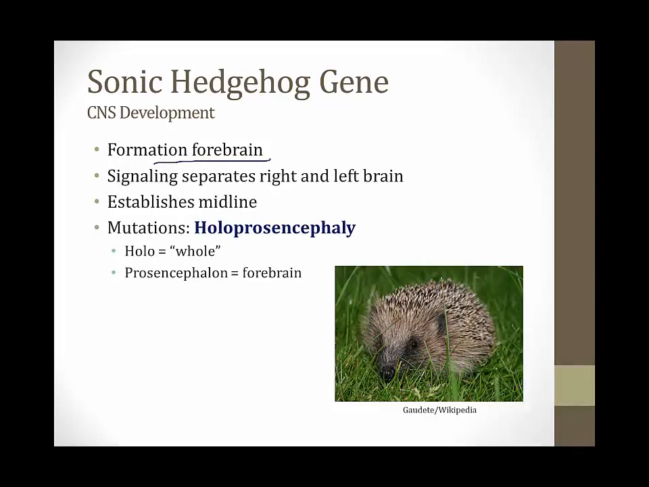In the central nervous system, the Sonic Hedgehog gene is important for proper formation of the forebrain. The signals from this gene product separate the right and left brain and establish the midline. So if the Sonic Hedgehog gene is dysfunctional, this can lead to the rare condition called holoprosencephaly. The word holo means whole and prosencephalon is the forebrain, so this will be a baby born with a whole forebrain, meaning the baby does not have left and right halves of the brain.